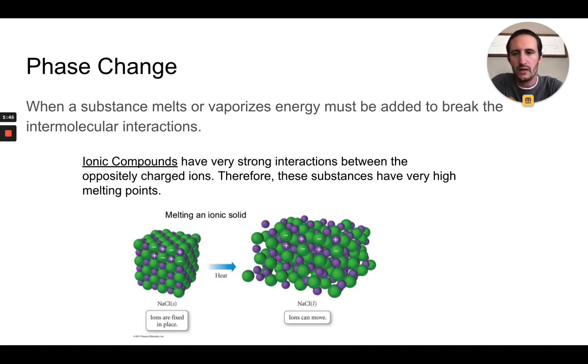And so something like an ionic compound has very strong interactions between oppositely charged ions. Therefore, these substances have very high melting points. You have to put a lot of energy in to get those ions to move away from each other because they're so strongly attracted to each other.